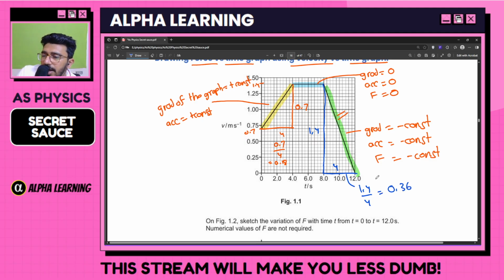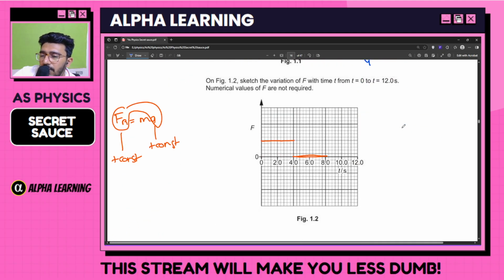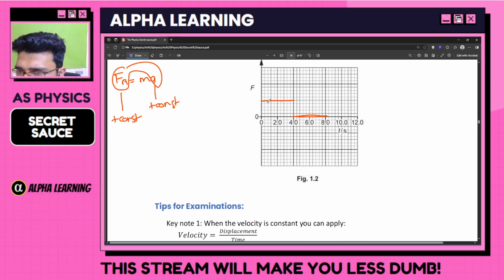Can you realize that the gradient of the green line is twice in magnitude? And also it is negative. So the force will be negative and twice in magnitude. So if this was 5 boxes, this will be 10 boxes on the negative side. You can complete the graph by drawing vertical lines.